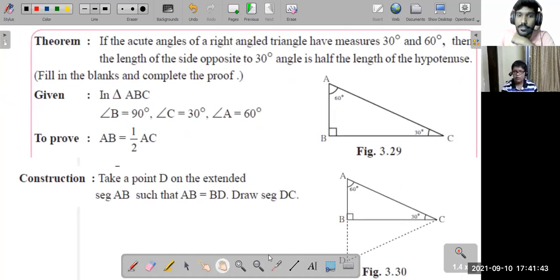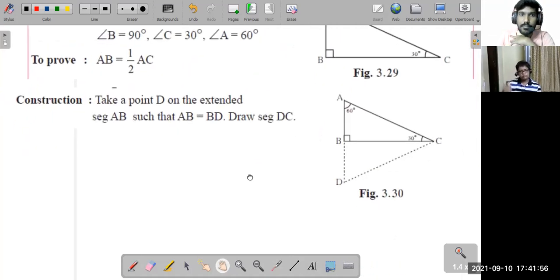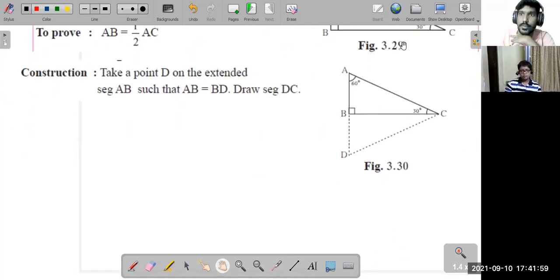What we have to prove? We have to prove the side opposite to 30 degrees is half of AC. And also we have to prove the side opposite to 60 degrees is root 3 upon 2 times AC. Okay, let's start with the proof.